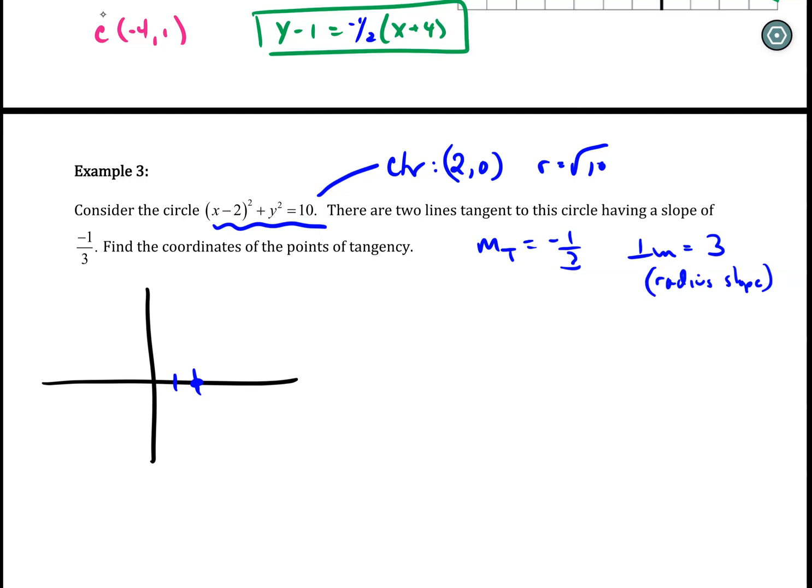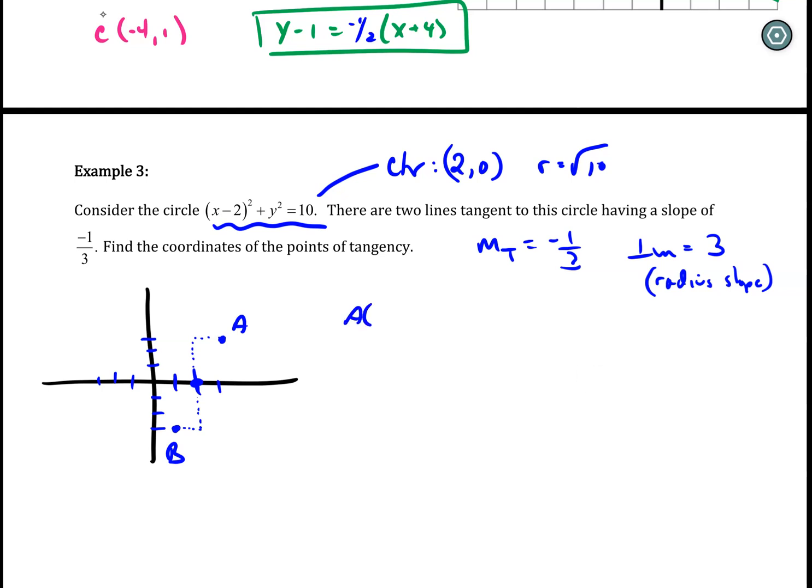So from here, I want to go up 3 over 1. So 1, 2, 3. Make a couple marks here, make it easier to count. All right, so that would be here. That's going to be, we'll call this point A. And if I went the opposite, I'd go down 3, left 1. We'll call that B.